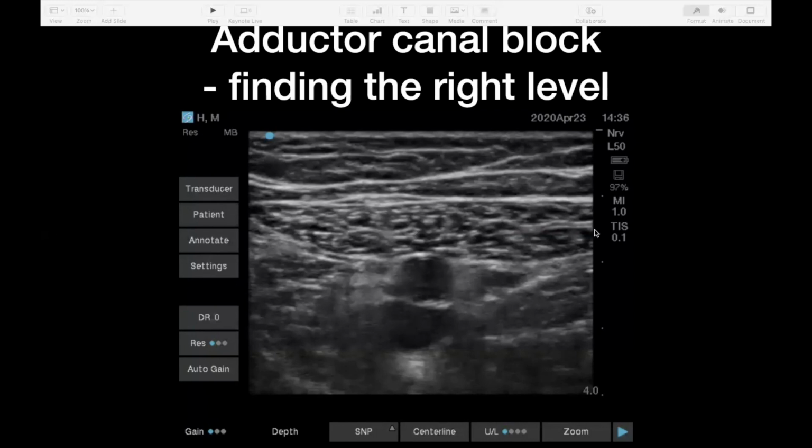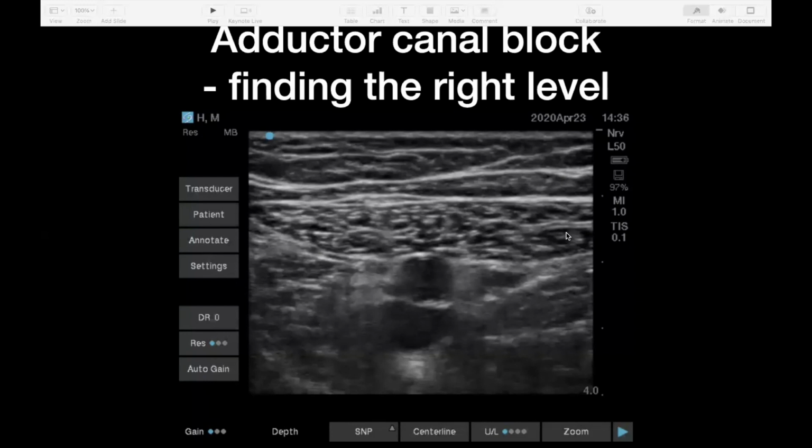I spoke to one of the consultants who does a lot of these blocks for knee procedures and knee replacements, and discussed where he thinks the best level to do the block is, because there's various different opinions in the literature and things, whether you could do a high adductor canal, mid adductor canal, low adductor canal, whether you should actually do a femoral triangle block, and all these different kind of ideas of what would be best.